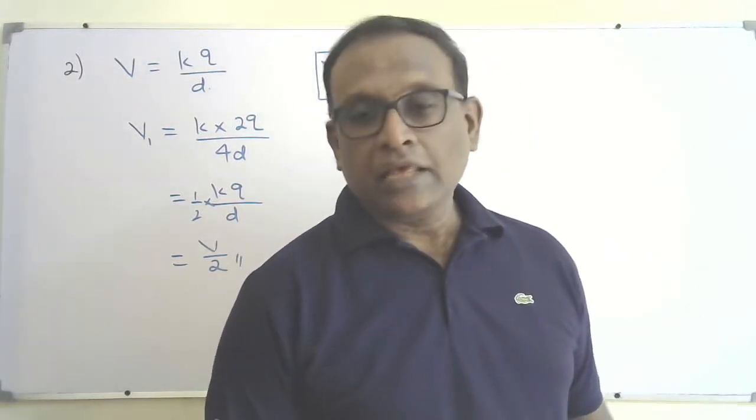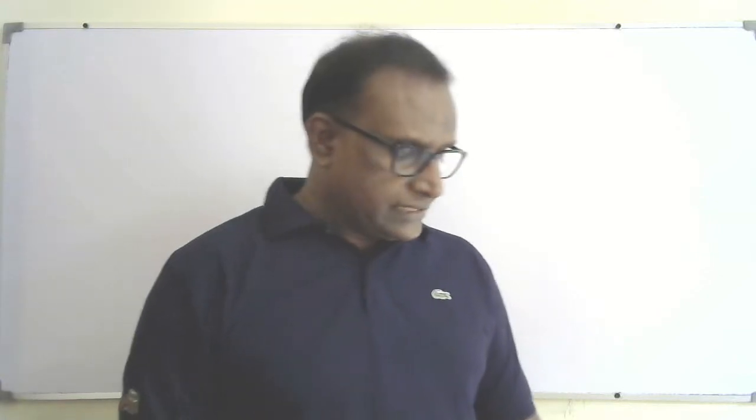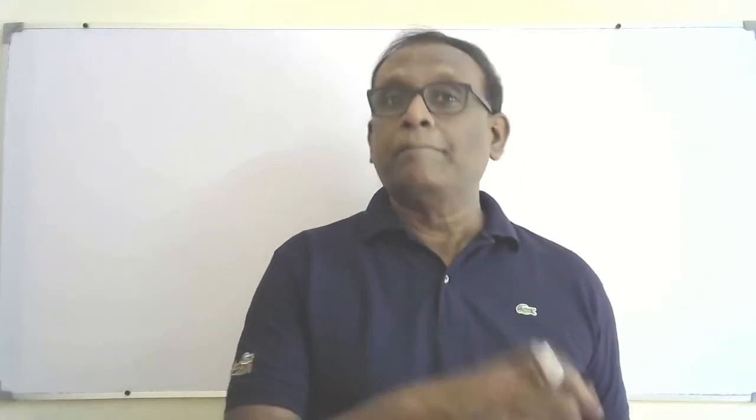Question number 3. A ball of mass m traveling with velocity v strikes a wall at right angles. It bounces off the wall in the opposite direction at the same speed. Be careful with the words they are using. Earlier they say velocity v, then they say same speed. So that means when it bounces back, the velocity will be minus v.